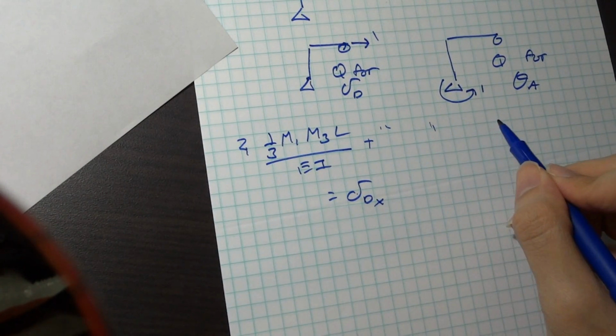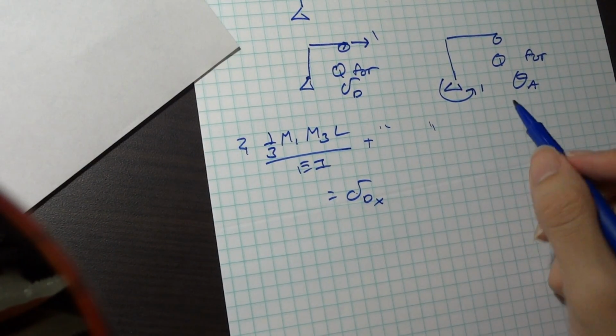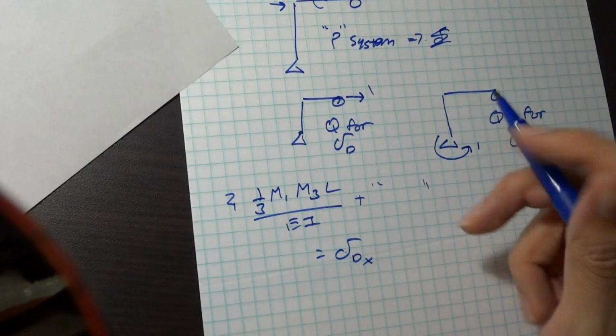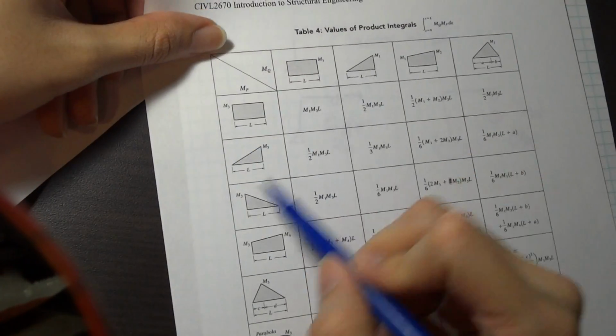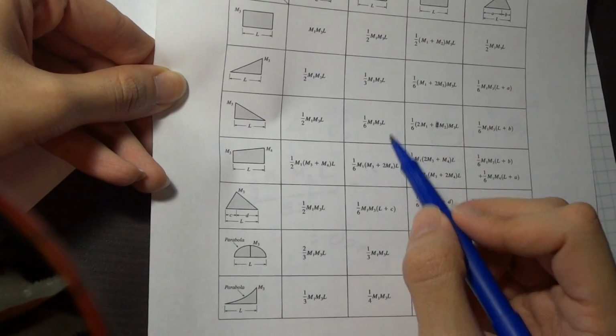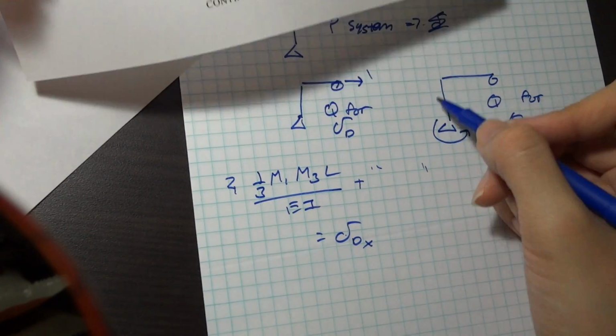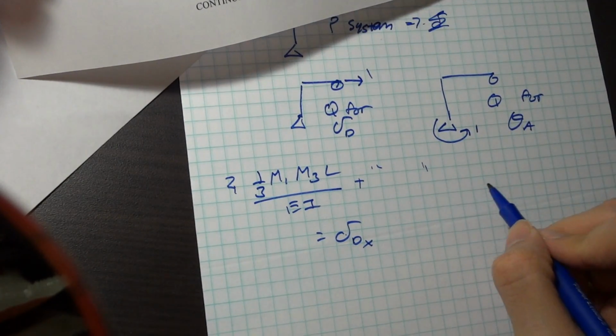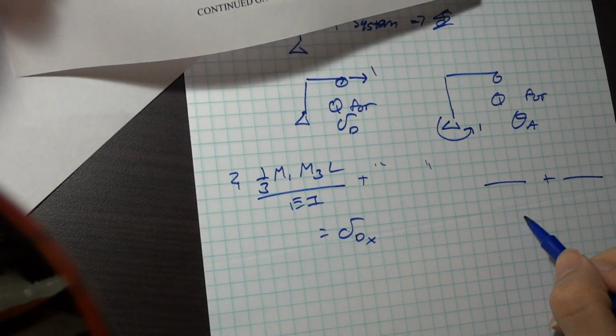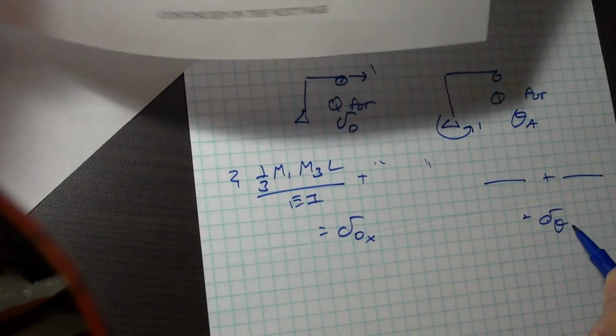I would solve this one using the same procedure. Once I have my moment diagram, I match shapes and I match values. I plug those values into my formula. I'll have 2 terms here, and that will equal my delta theta.